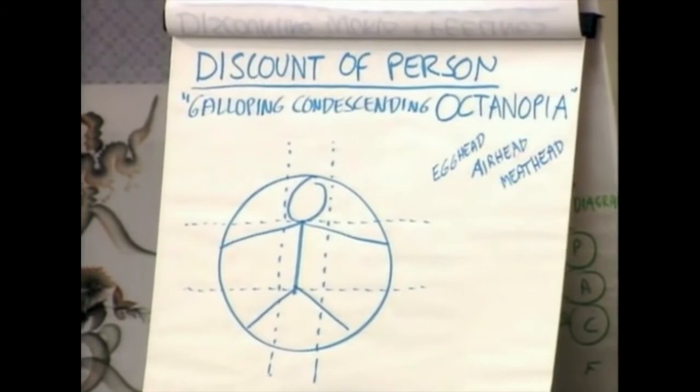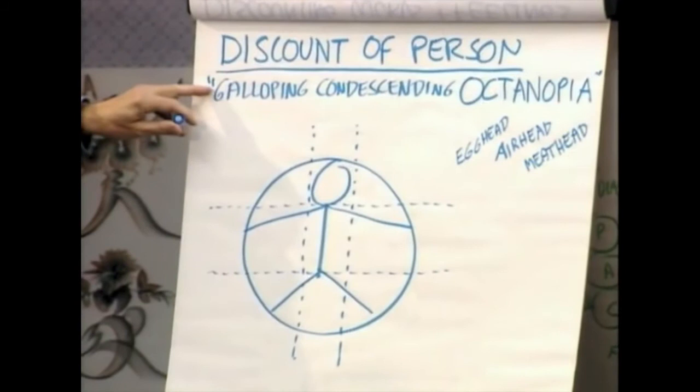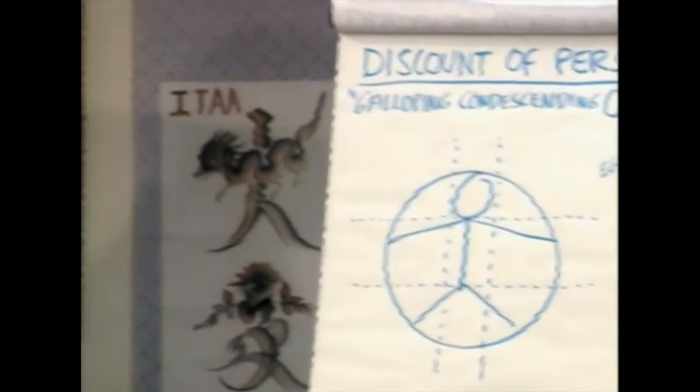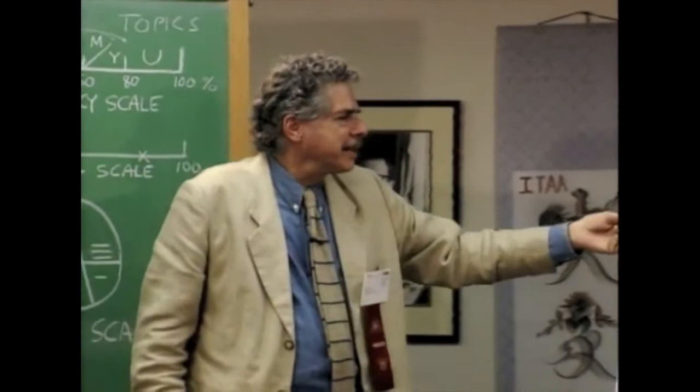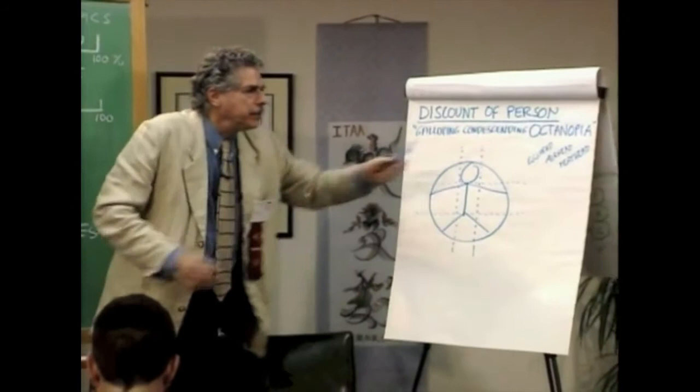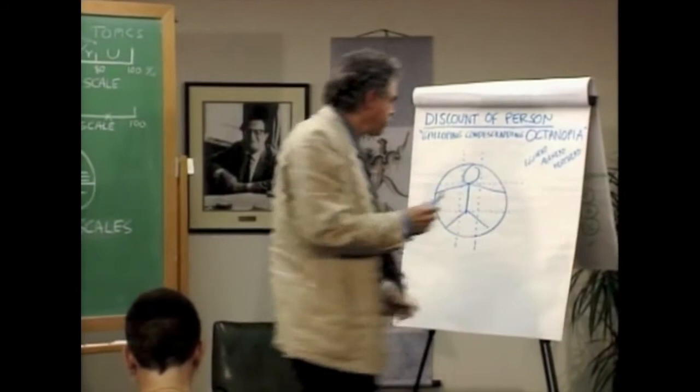Now, a long time ago, when there was a lot of talk about discounting and TA and different theories of discounting, I came up with this as a discount of person. I gave it the name Galloping Condescending Octanopia. Because of the name, I never wrote it up, as I thought the name was too silly. I guess it comes from galloping consumption, which was an old name for TB. But octanopia means that there are eight ways of discounting people. So let me show you some of the ways.